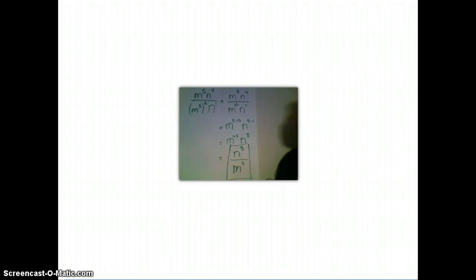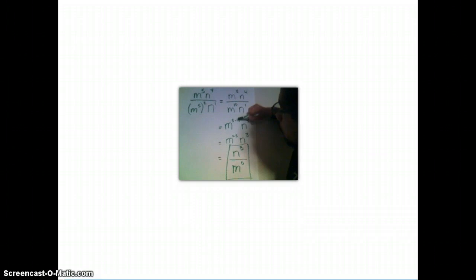Now I want to start to use that division property of exponents. So my 5 minus 10 for my base m, my 4 minus 1 for my base n. Using subtraction, I get m to the negative 5th. Subtraction, n to the 3rd.